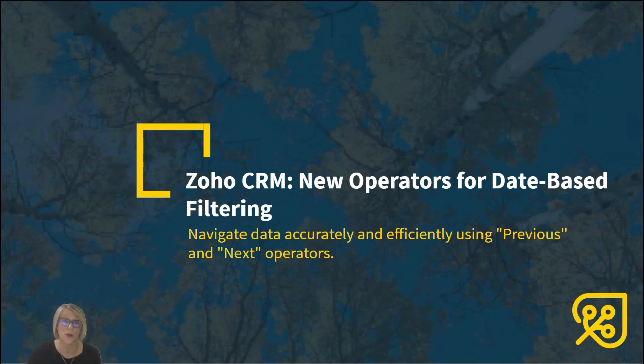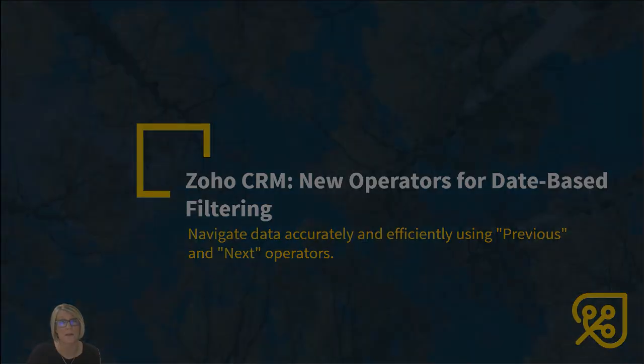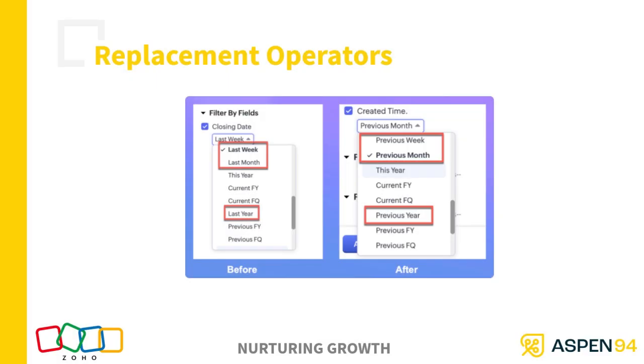I'm Tracy Sorrentino. Today I'll demonstrate the use of two new date filtering operators, previous and next. In the past, Zoho included three filters called last week, last month, and last year. They have been replaced with the new terms previous week, previous month, and previous year.